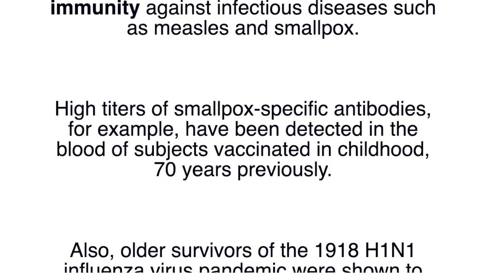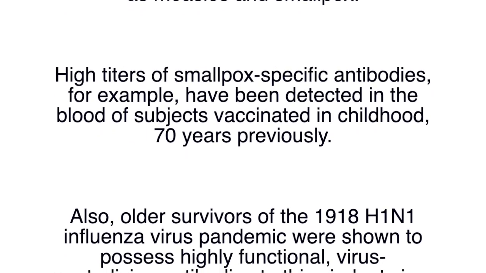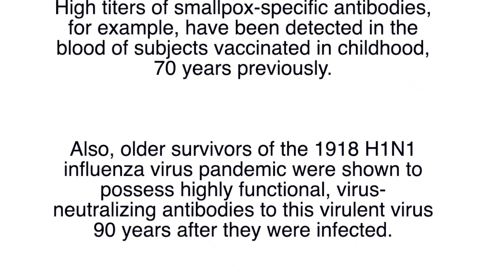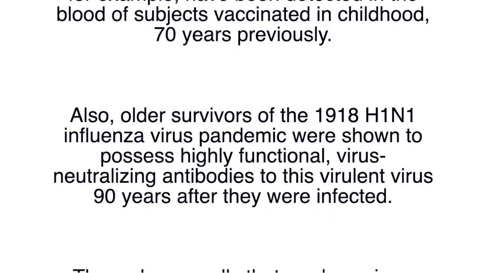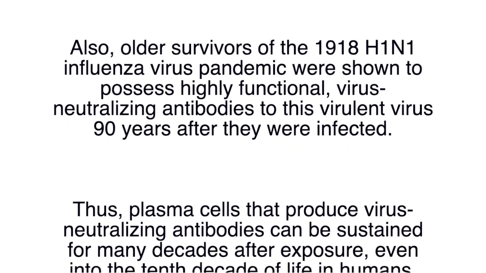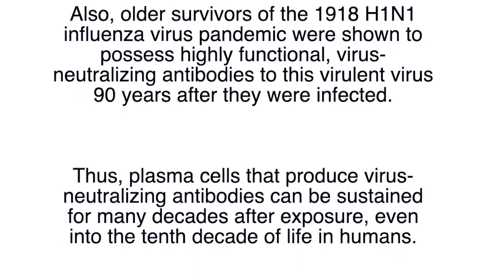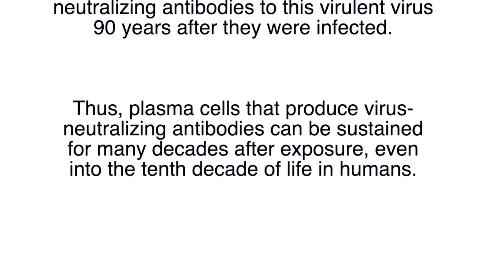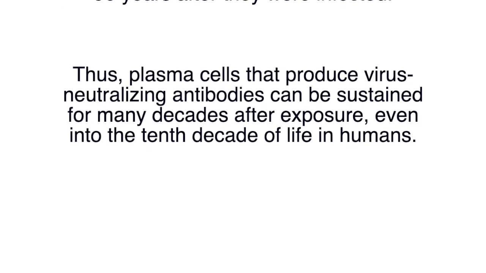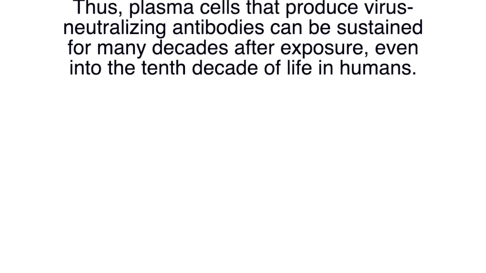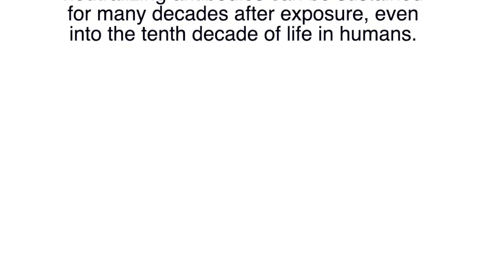High titers of smallpox specific antibodies, for example, have been detected in the blood of subjects vaccinated in childhood 70 years previously. Also, older survivors of the 1918 H1N1 influenza virus pandemic were shown to possess highly functional virus neutralizing antibodies to this virulent virus 90 years after they were infected. Thus, plasma cells that produce virus neutralizing antibodies can be sustained for many decades after exposure, even into the 10th decade of life in humans.